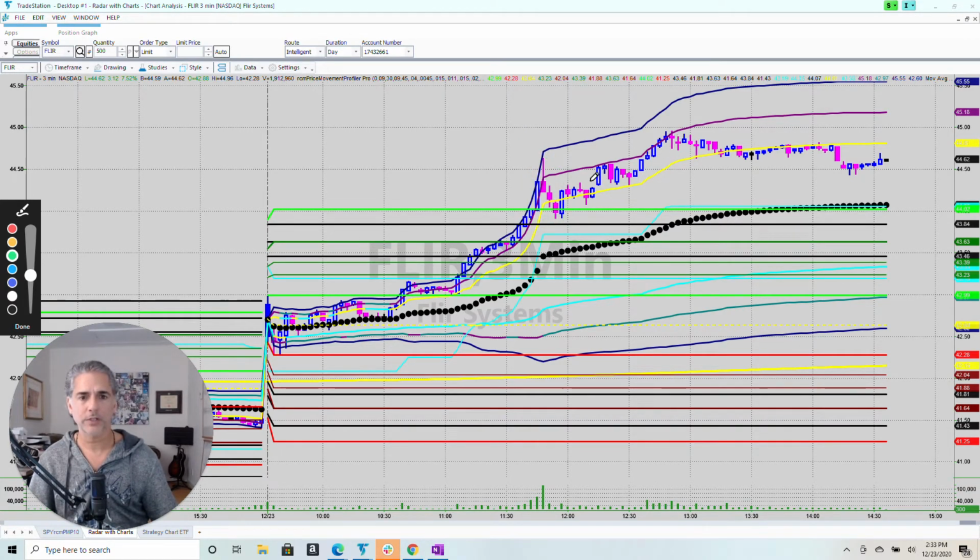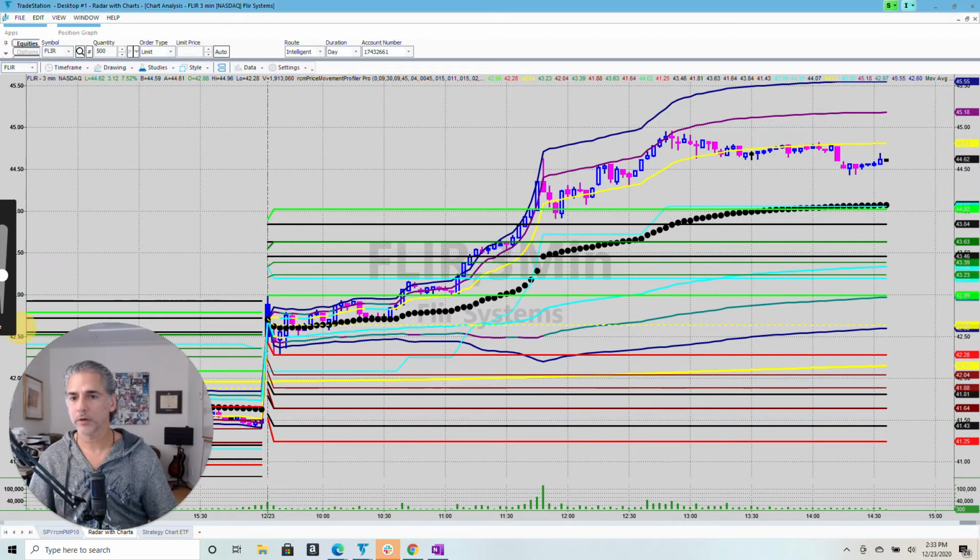I don't care if it goes higher. 3-bar reversals, closing below the first standard deviation, that's where we exit. Stock's going a little higher. It's okay. All right, let's keep going. These are all trades from today's activity.